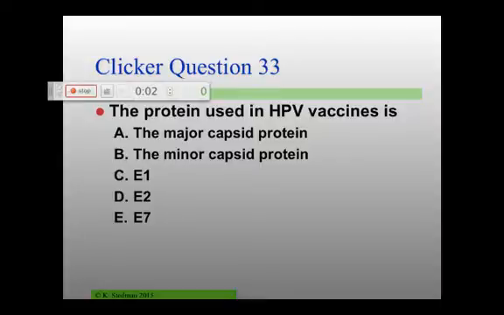The protein used in HPV vaccines is the major capsid protein, the minor capsid protein, E1, E2, or E7?